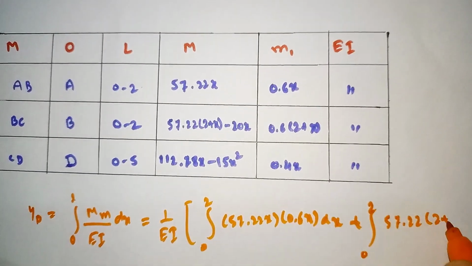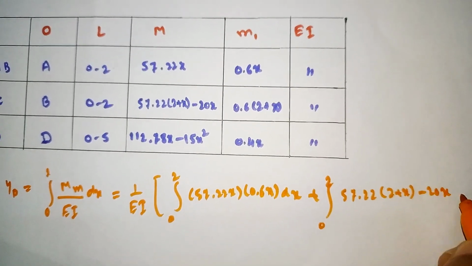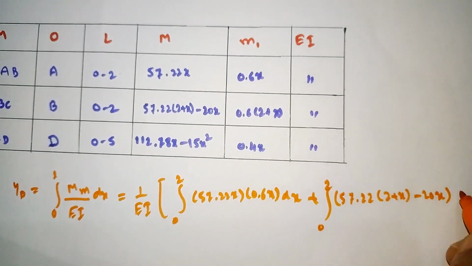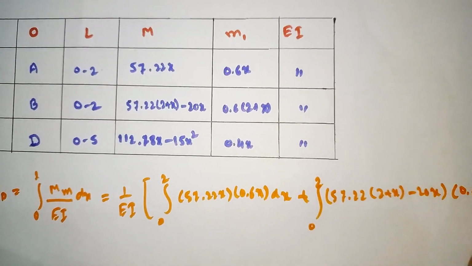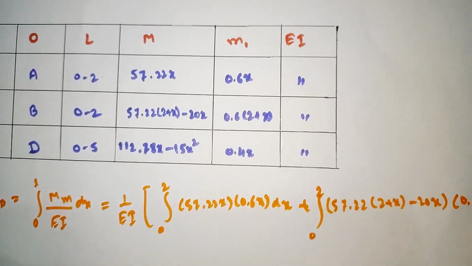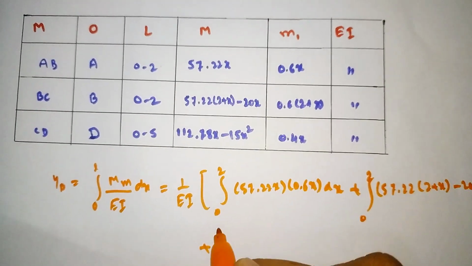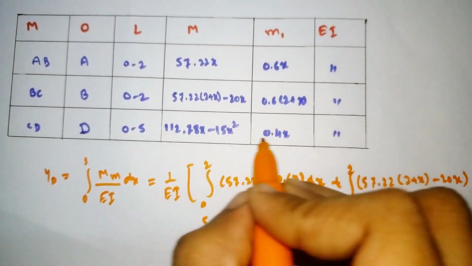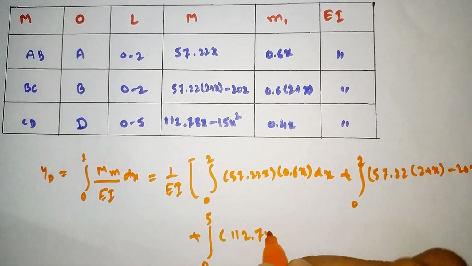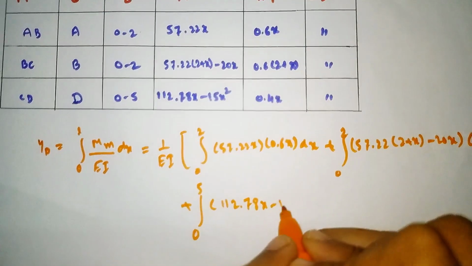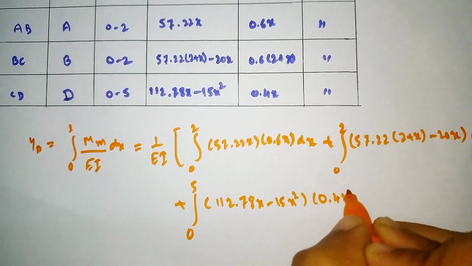limit 0 to 2, this into this: 57.22 into 2 plus x minus 20x, put the bracket here, and 0.6 into 2 plus x dx, plus integration of 0 to 5, limit is 0 to 5, this into this: 112.78x minus 15x square into 0.4x dx.